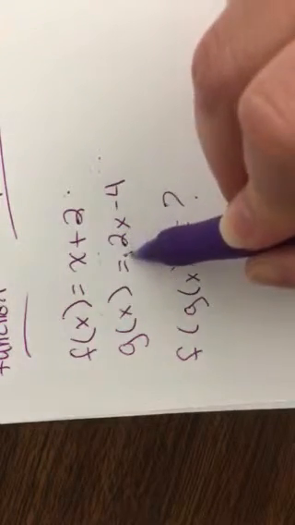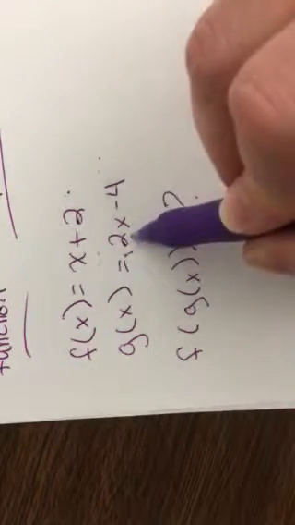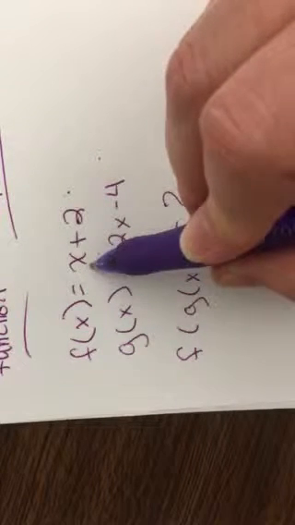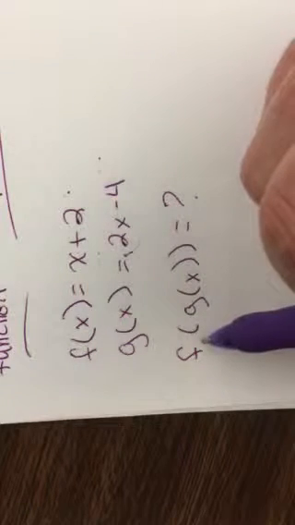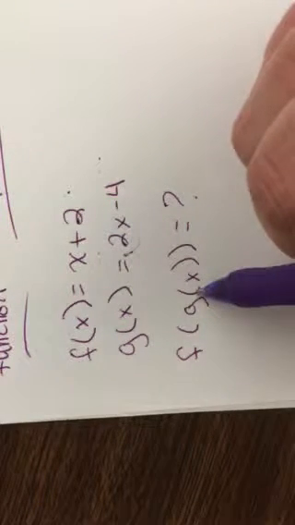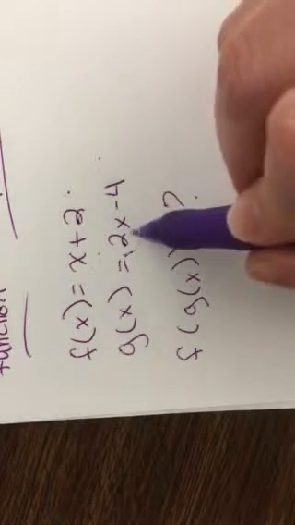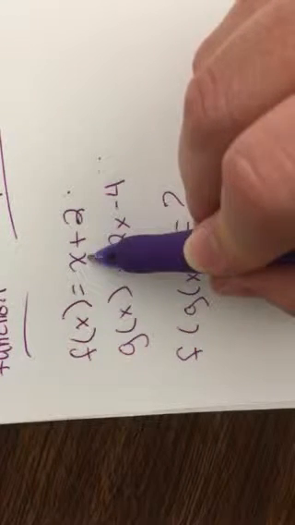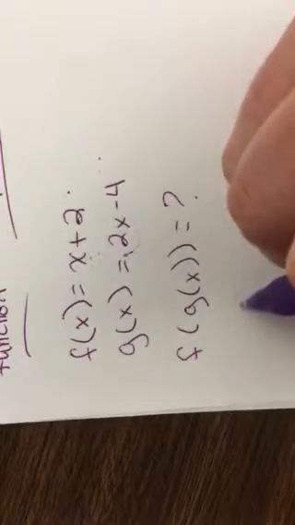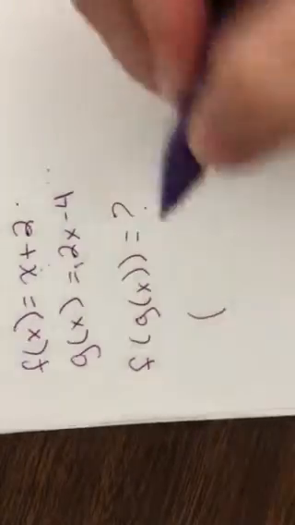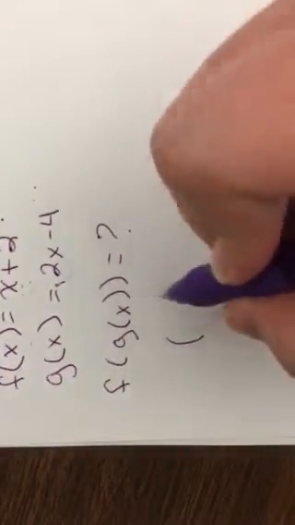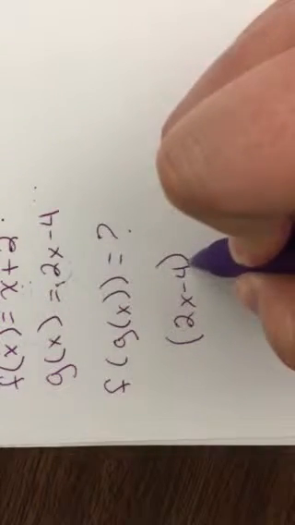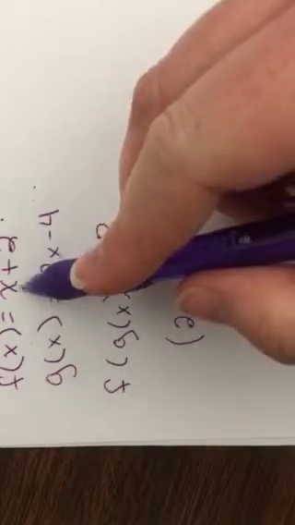So we're going to take, like I said, the g of x function, 2x minus 4, and substitute it in for the x of the f of x function. And that's how we're going to get the f of g of x. Taking that g of x function, substituting it in for the x in the f of x function. Alright, I'm going to leave it in parentheses so we can remember that we're substituting in. So parentheses 2x minus 4. Alright, so that's in place of the x up here in the f of x.